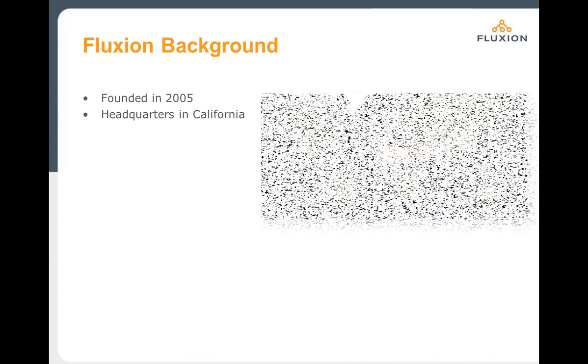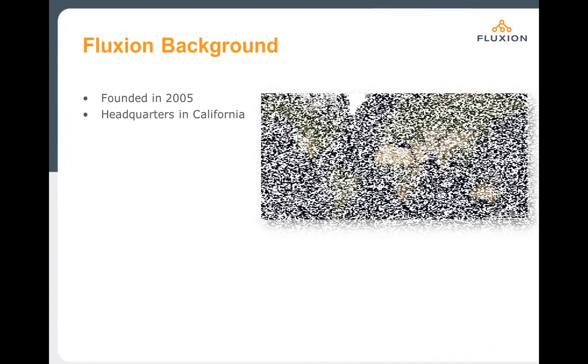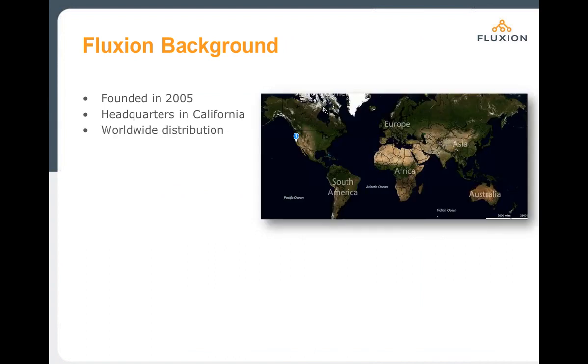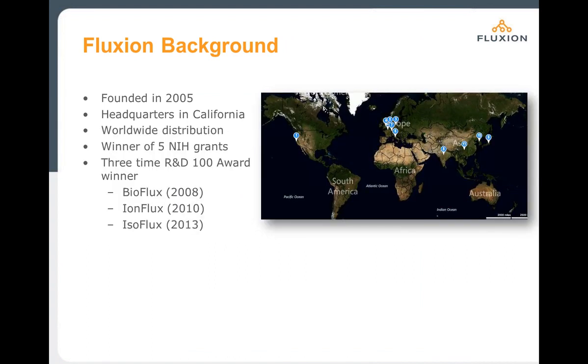So a little background about Fluxion. It was founded in 2005, headquartered in South San Francisco, California. And we've got worldwide distribution. Actually, now we have distribution into Australia. And the BioFlux has one unit in South America. We also have units in the Middle East, including Qatar and Pakistan.